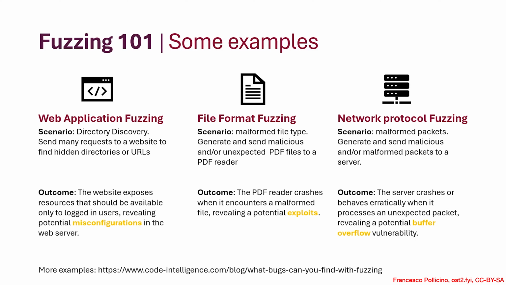Finally, in the last example, we consider network protocol fuzzing. In that case, we send broken packets to a server using a specific protocol. We are testing how the server deals with unexpected or corrupted data. And the outcome is that if the server crashes, it could indicate vulnerabilities that attackers could exploit to gain control of the server. So, fuzzing helps to find hidden vulnerabilities by sending unexpected or malformed data. This can uncover security flaws and stability issues that regular testing might miss.